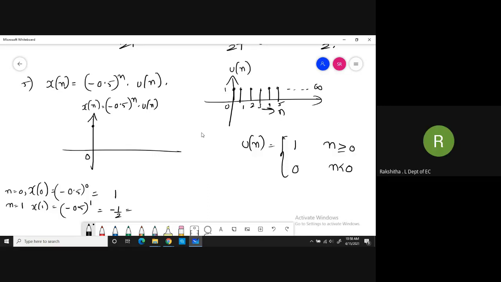It's 1, right? Minus 0.5 to the power of 0 is 1. Minus 0.5 to the power of 1 is minus 0.5. So at n equal to 1, you have minus 0.5. At n equal to 2, what do you have? You have minus 0.5 to the power of 2.